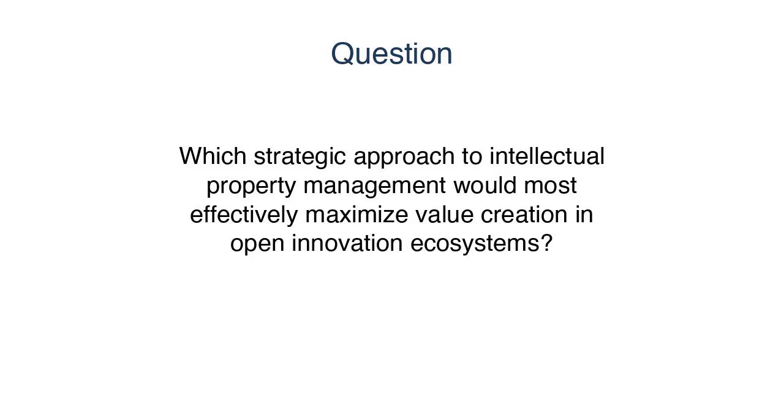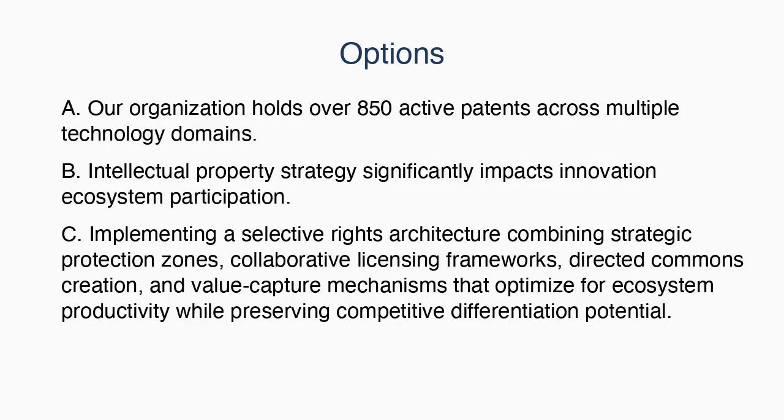Question 19. Which strategic approach to intellectual property management would most effectively maximize value creation in open innovation ecosystems? Here are your options. A. Our organization holds over 850 active patents across multiple technology domains. B. Intellectual property strategy significantly impacts innovation ecosystem participation. C. Implementing a selective rights architecture combining strategic protection zones, collaborative licensing frameworks, directed commons creation, and value capture mechanisms that optimize for ecosystem productivity while preserving competitive differentiation potential.